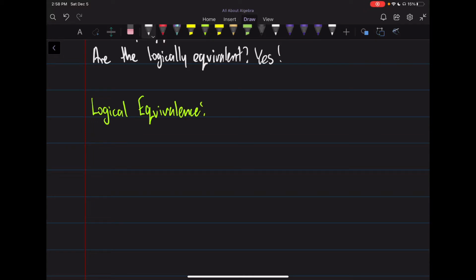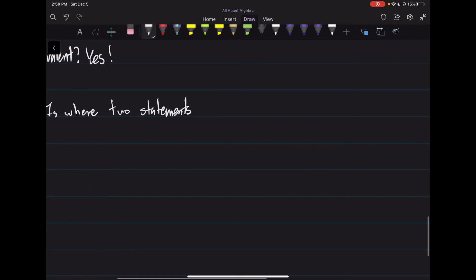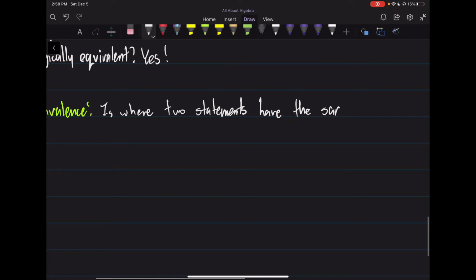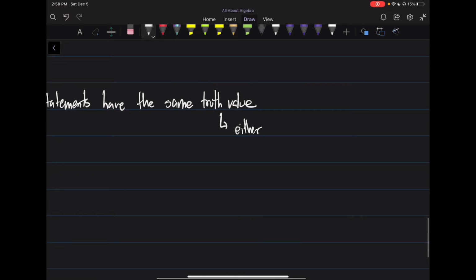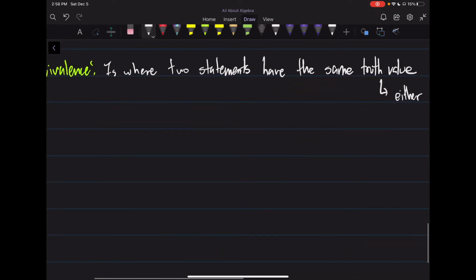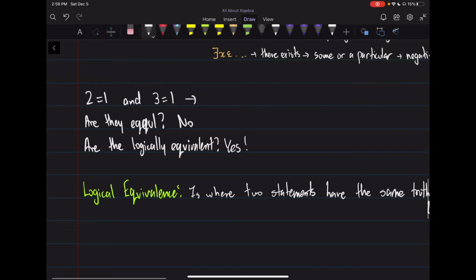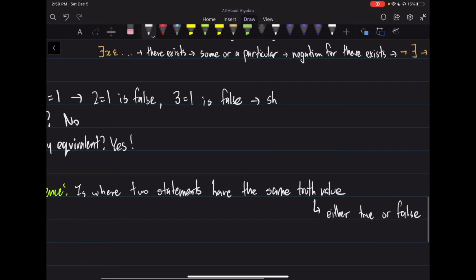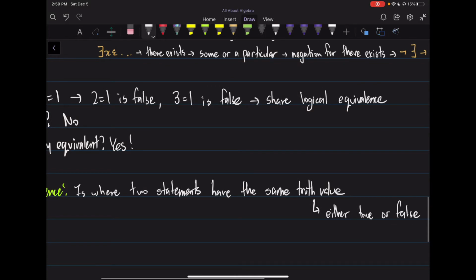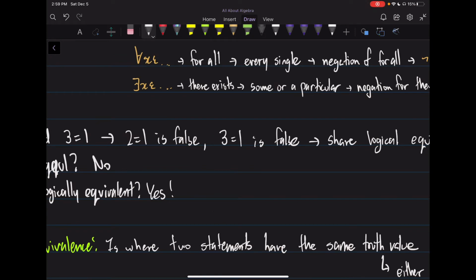Logical equivalence is where two statements have the same truth value. Now, what's a truth value? Truth values are either true or false, right? So in this case, when I said that we have 2 equals 1 and 3 equals 1, right? Well, we know 2 equals 1 is false because it's not equal, and 3 equals 1 is false, right? They share logical equivalence, being false. So if I'm saying this, I'm basically saying 2 equals false, 3 equals false. So they're logically equivalent because they're both false, but these two statements are not the same, right?